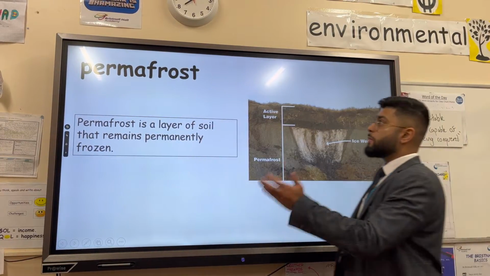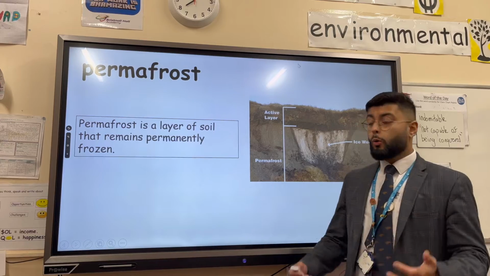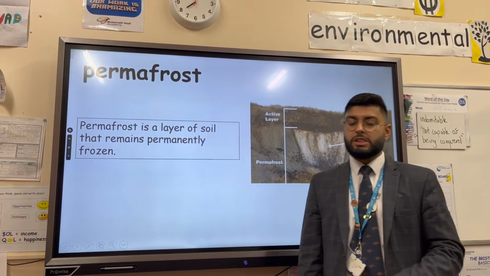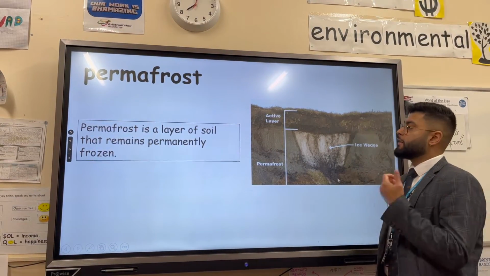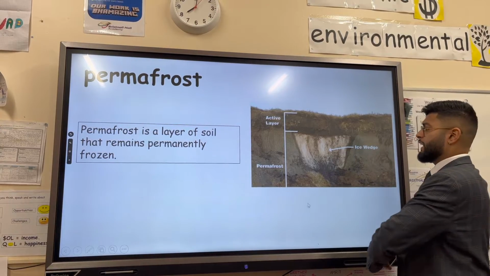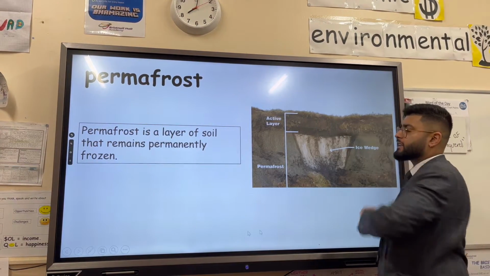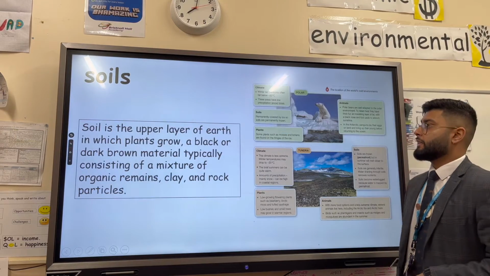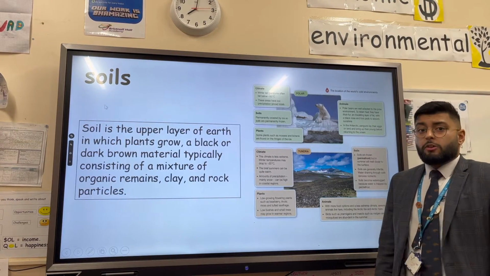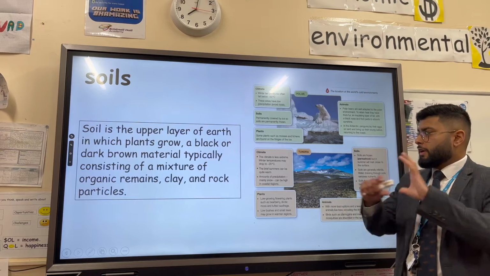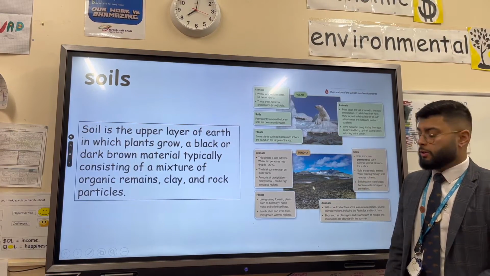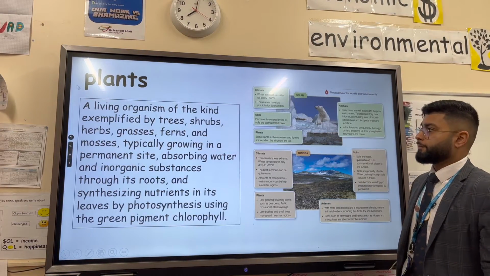Permafrost, so perma meaning permanently or always, and frost meaning frozen, is ground that is always frozen. As you can see on here, we've got the permafrost, which is always frozen soil, and we've got the active layer, which sometimes melts in the tundra biome. Soils, those are the upper layer of the earth, where our vegetation or plants grow.